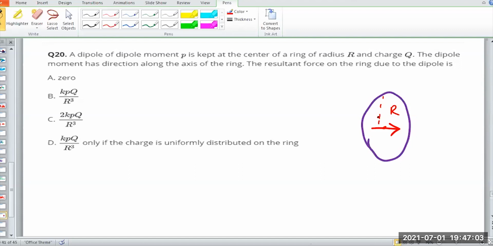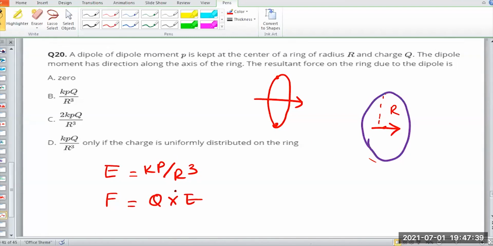Now, electric field due to dipole on each point of the ring: E is equal to Kp by R cubed. Due to this dipole, every point is lying on its equatorial axis, whether I'm taking this point or outward or downward. So every point is lying on its equatorial axis. Many equatorial axes can be drawn. So electric field due to dipole on the ring is E is equal to Kp by R cubed. So my net force will become what? Q into E. So my answer is Kp by R cubed.